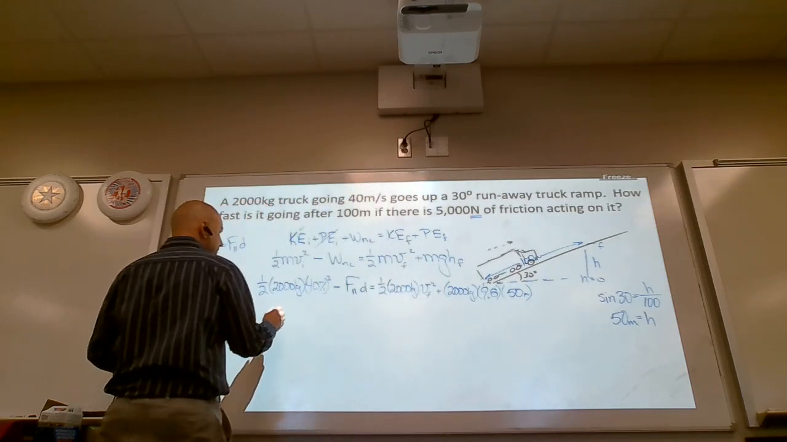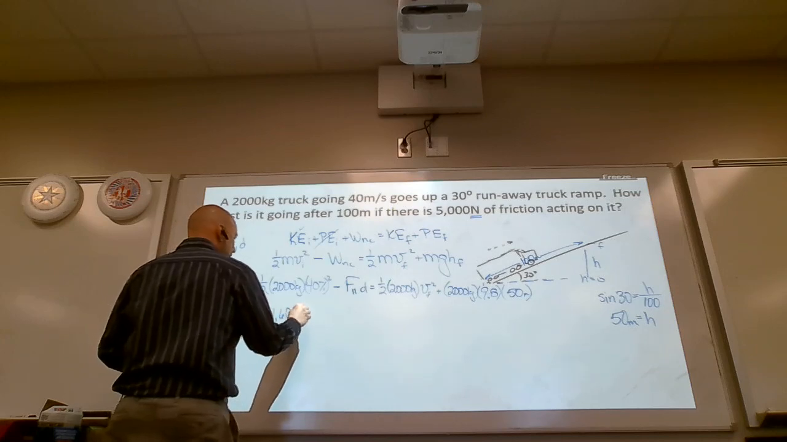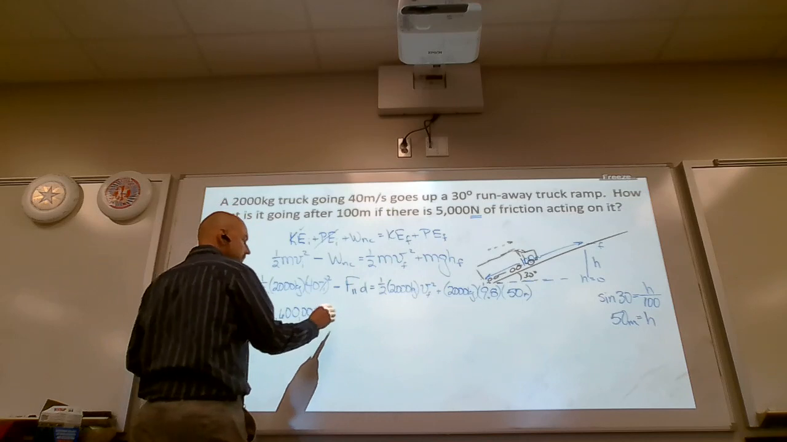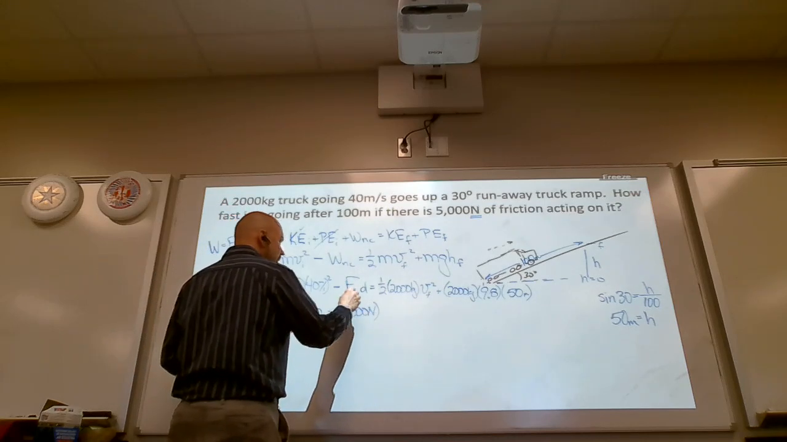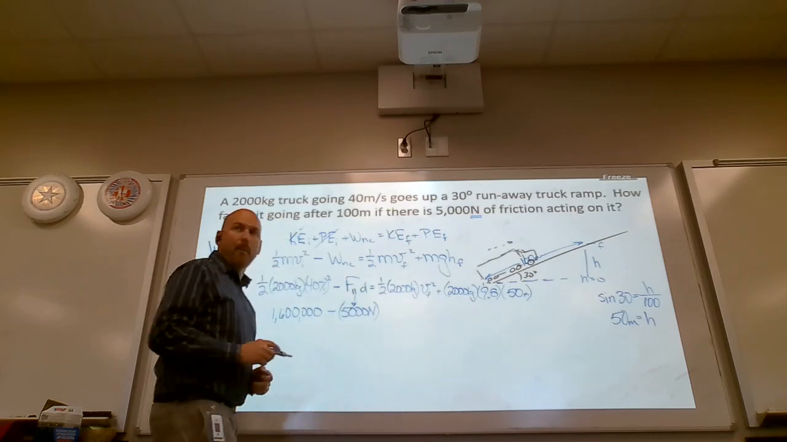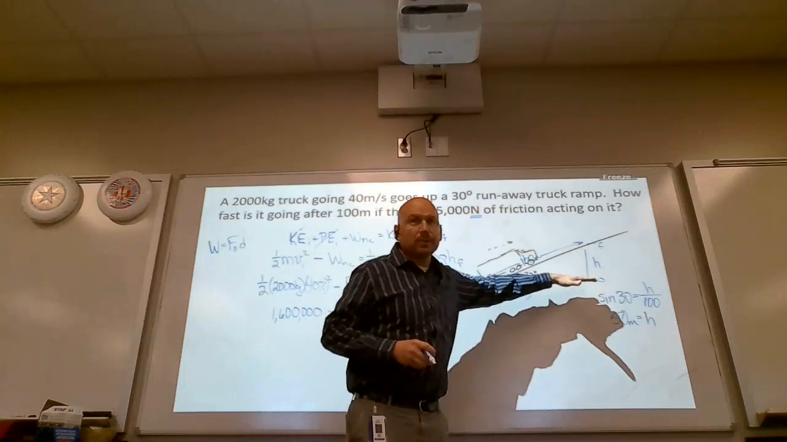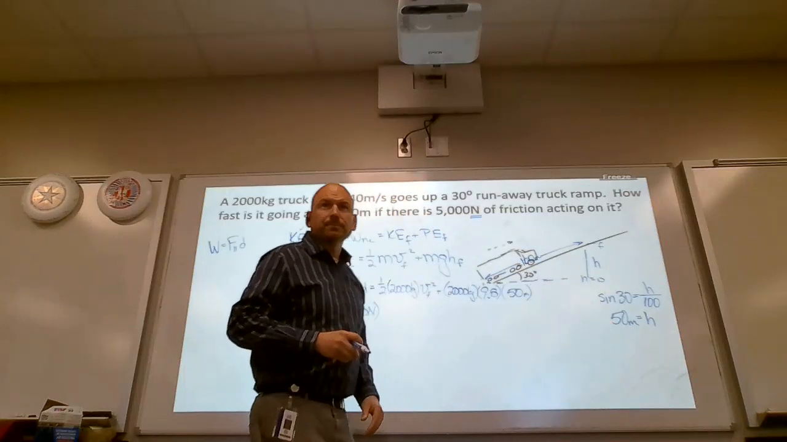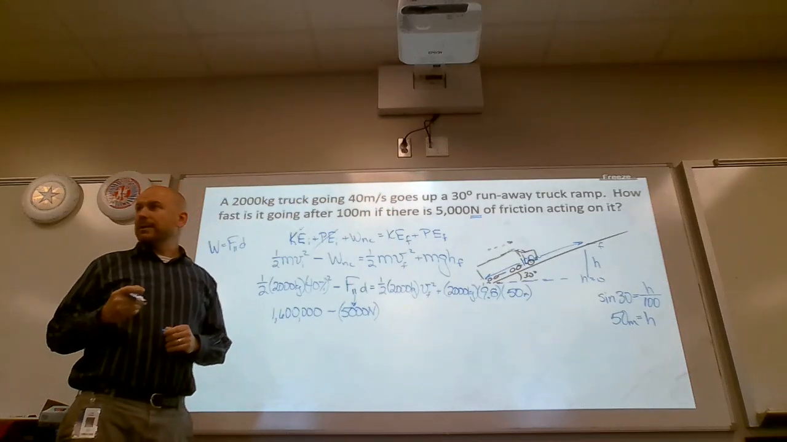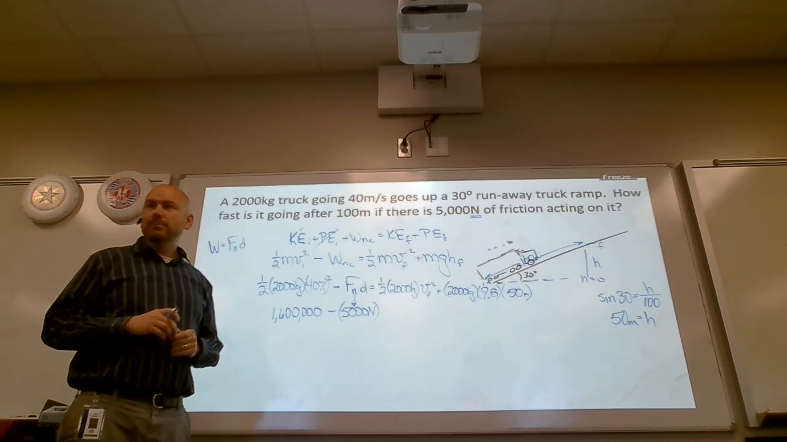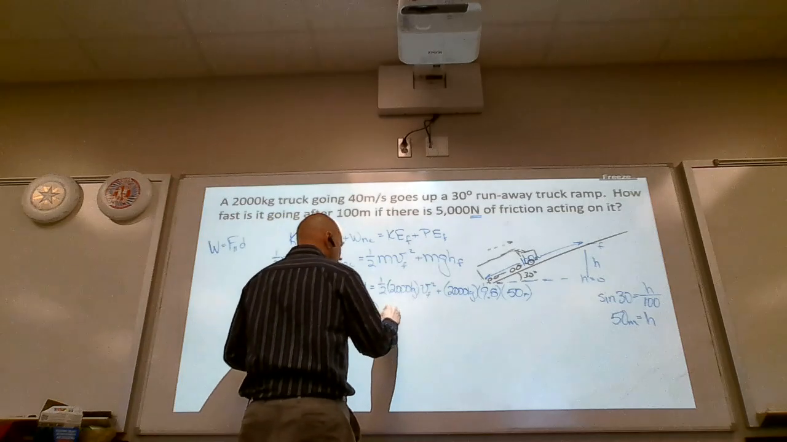So we're going to have some big numbers here. So this is 5,000 newtons times, what's my distance? Is it 100 or is it this horizontal? It is 100. That's the distance the force is being applied, that friction is being applied to. Okay. So you got 100 meters here.